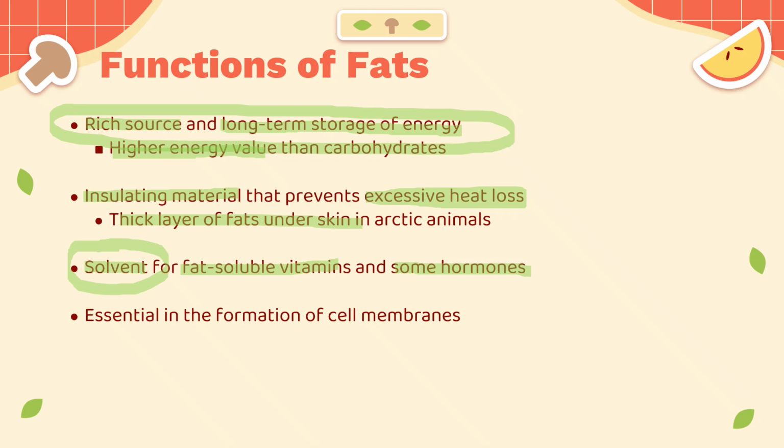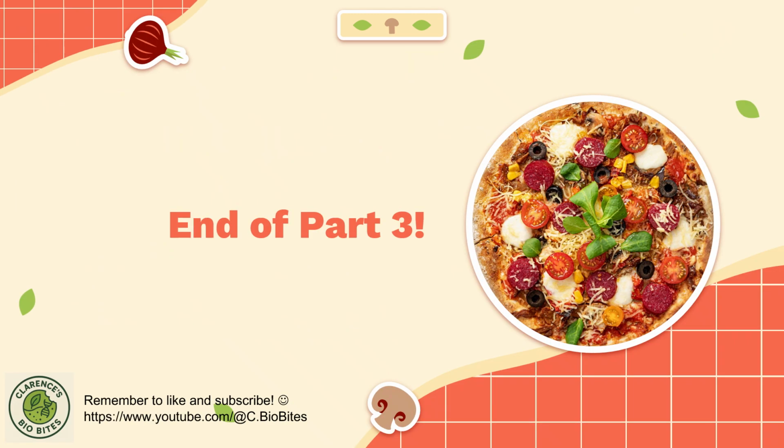Now this is very important. I should put this as number one. But this is one of my favorite functions of fats, and I think it is important to write down as a function if the question asks for it. Fats are essential in the formation of cell membrane. When you study higher biology in future, you realize that cell membranes are made out of fats and carbohydrates. So fats are actually quite an important contributor to the formation of cell membrane.